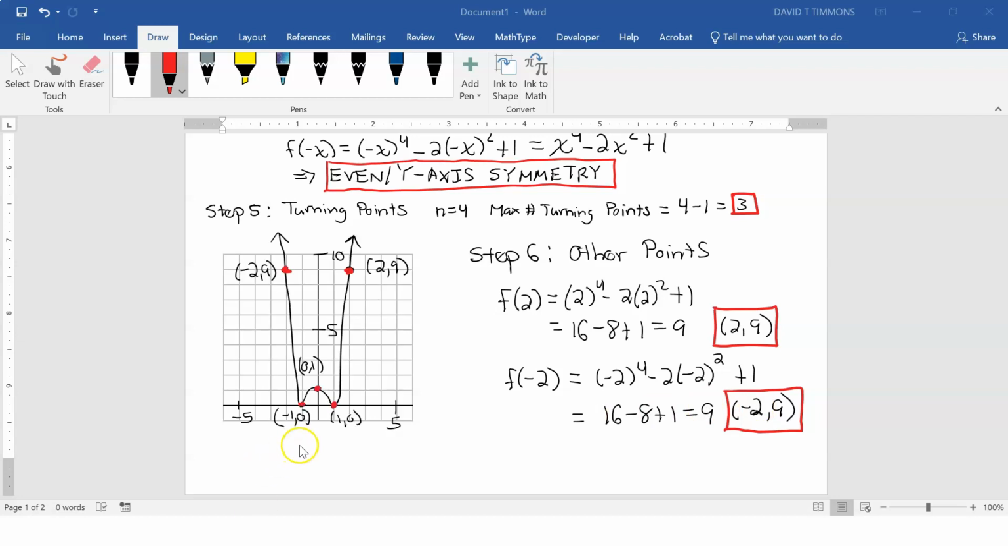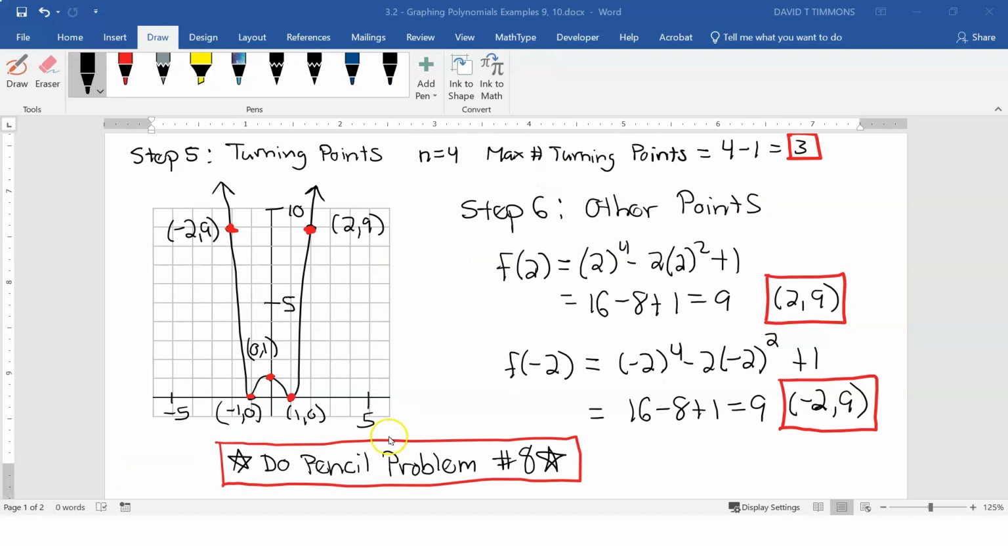Now that I've calculated those two other points, here's a little more accurate version of our graph, with now you see those extra points just to confirm the behavior on the graph on the left side and the right side, and of course the intercepts we determined from the earlier steps. Now, do pencil problem 8.